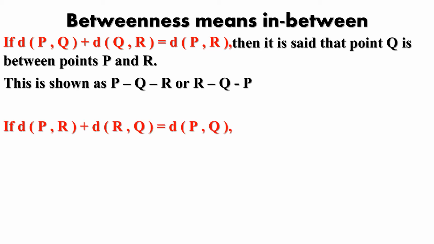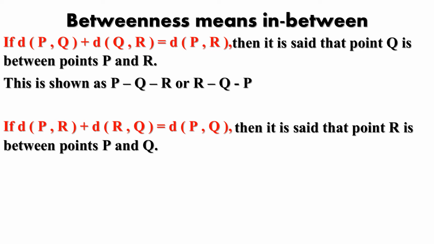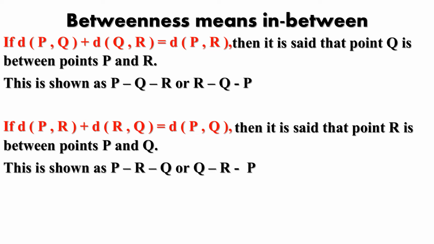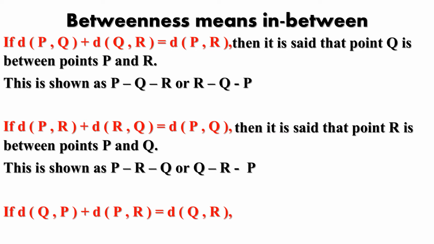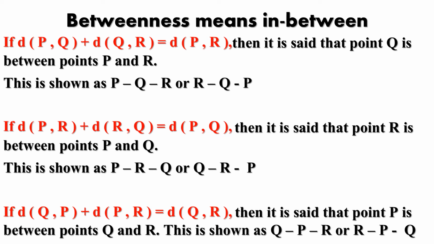If distance PR plus distance RQ equals distance PQ, then it is said that point R is between points P and Q. This is shown as P dash R dash Q or Q dash R dash P. If distance QP plus distance PR equals distance QR, then it is said that point P is between points Q and R, and this is shown as Q dash P dash R or R dash P dash Q.